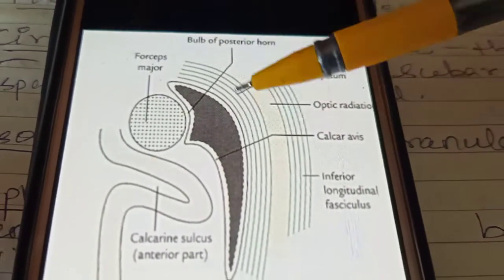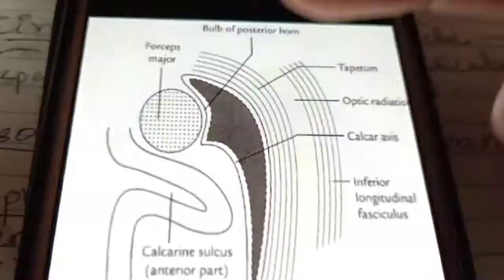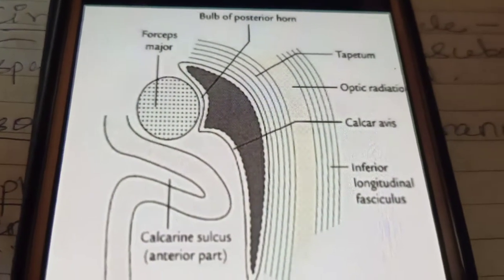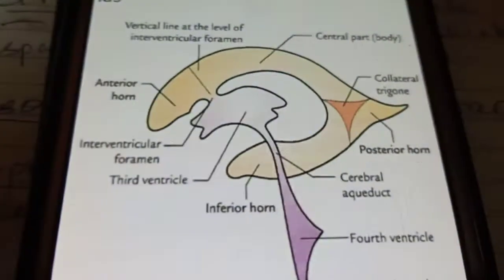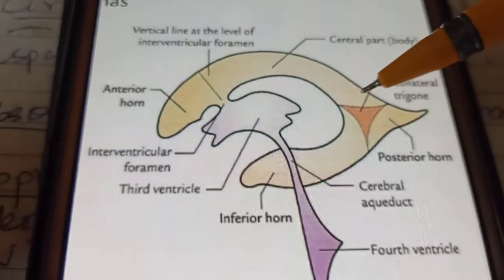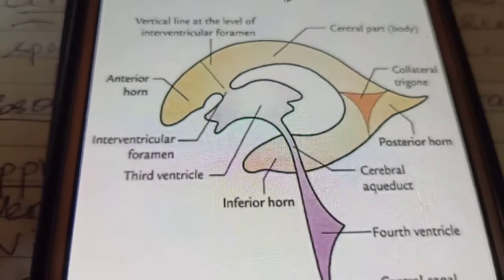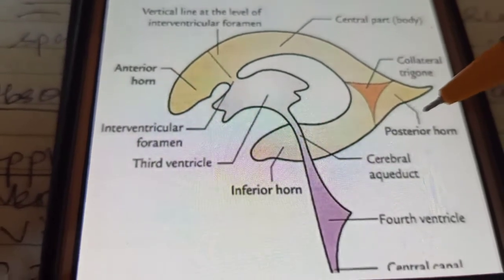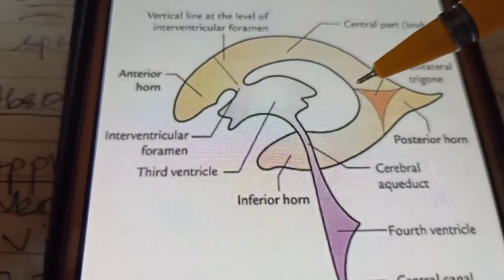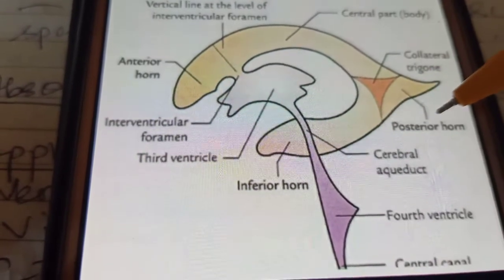Again I repeat, the posterior horn is the occipital horn. It is a backward extension of the central part of the lateral ventricle, present in the occipital lobe. Situation is the occipital pole. It extends from the splenium of the corpus callosum to the occipital pole.